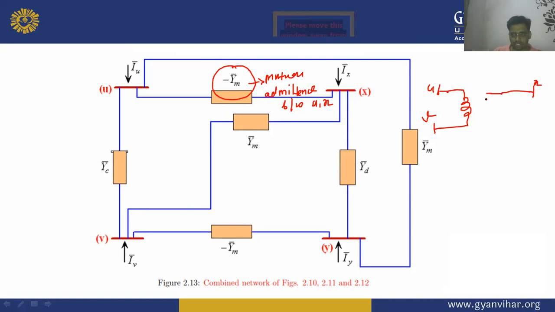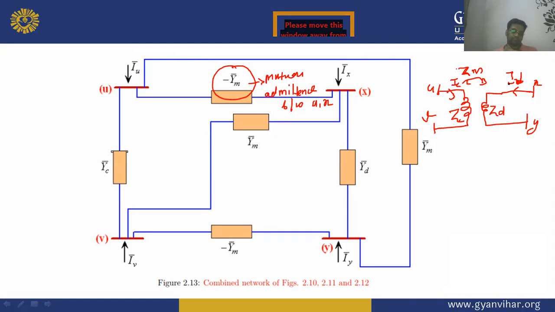Okay, but their impedances were mutually coupled. Okay, this was your initial diagram. This was the initial system. Okay, this is your Ix or Id, sorry, and this is your Ic.